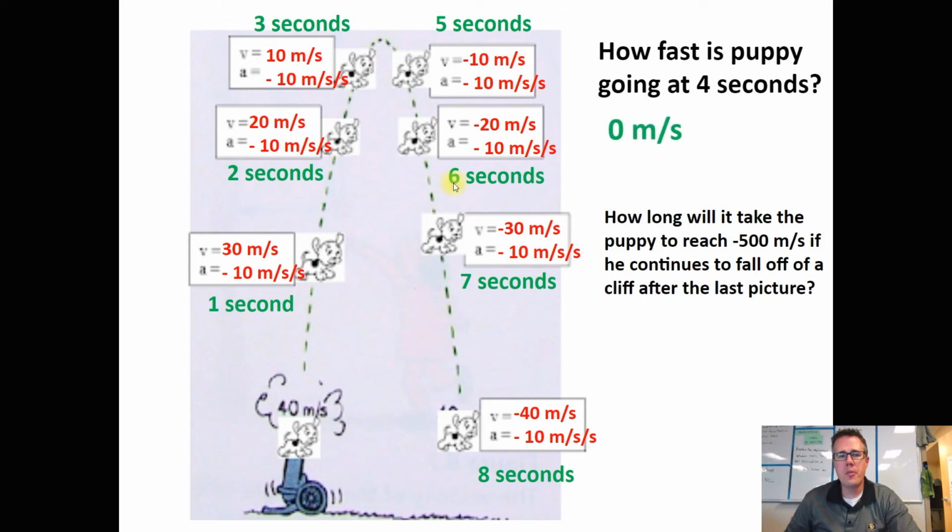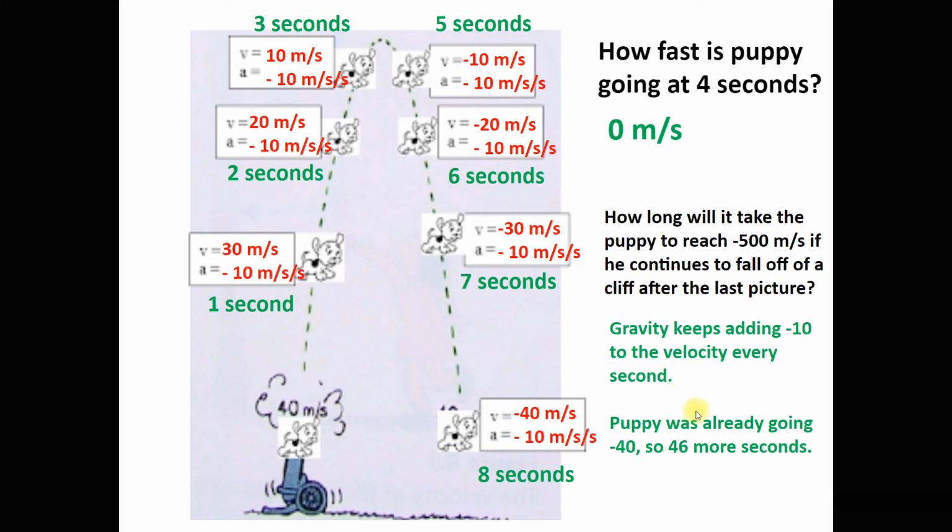The puppy is going 0 meters per second all the way at the tippy top, and that's because he's halfway through his journey, and so he's lost all of his velocity, and he's ready to start turning around and coming back down and getting it all back. Second one, how long will it take the puppy to reach negative 500 if he continues to fall? Well, we're basically doing negative 10 every single second. If he's at negative 40 right now, that means he needs to fall or reduce his velocity by another 460. That's another 46 seconds in order to get to that velocity.